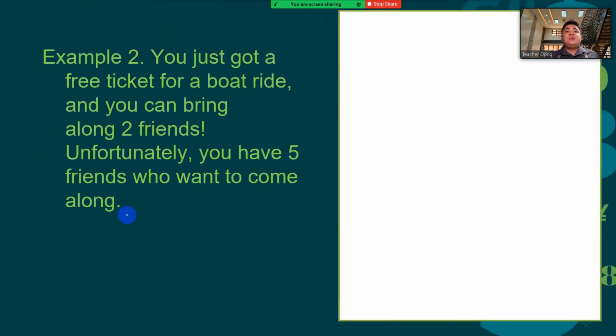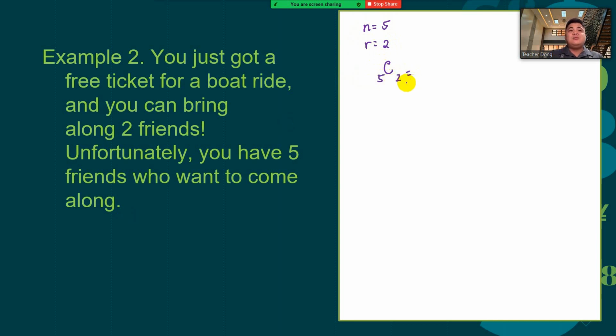Okay, so let's have example number 2. Let's read this. You just got a free ticket for a boat ride and you can bring along 2 friends. Unfortunately, you have 5 friends who want to come along. So separate yourself here. According to the problem, you only need 2 of your 5 friends to be with you in the boat. So it means that the total number of your friends is 5 and you will take only 2. So this is a very simple combination problem. It's now combination of 5 taken 2.